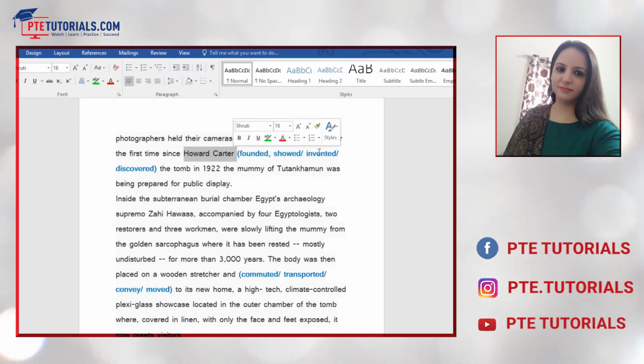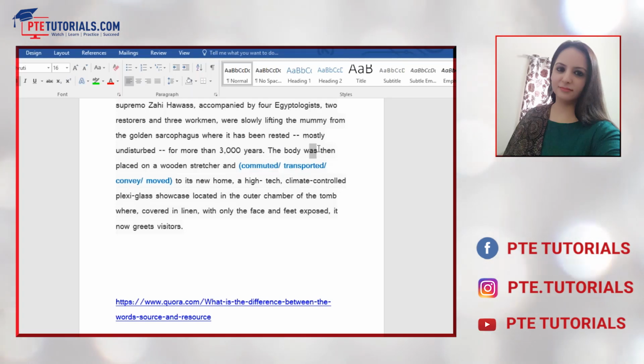The next. The body was then placed on a wooden stretcher and dashed to its new home. Now let's check. The sentence here is in the past tense, and it is written in passive form. So definitely I'll be using the third form here. So put a big cross on convey. Now I have three verbs in third form: commuted, transported, and moved.